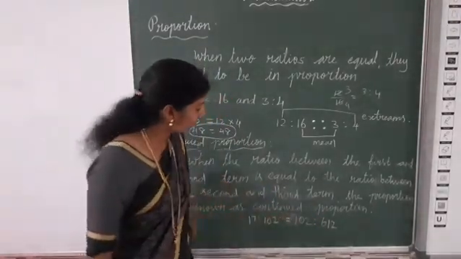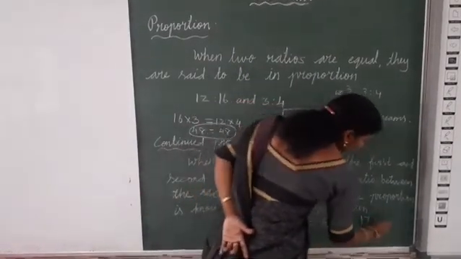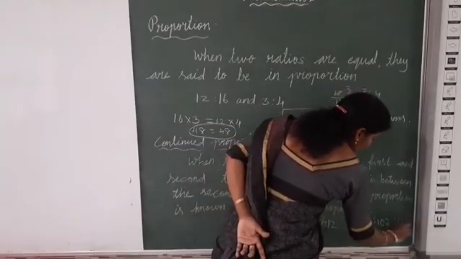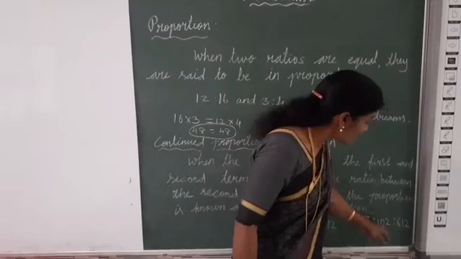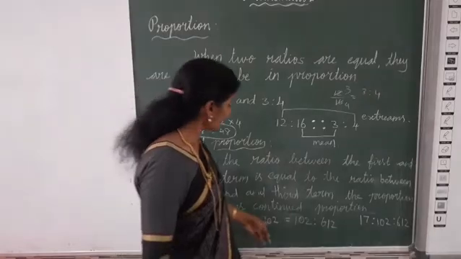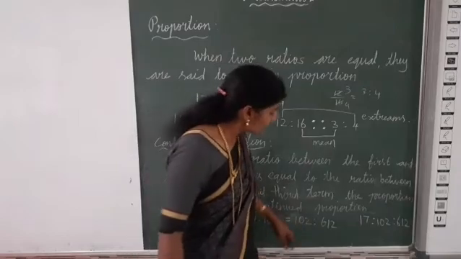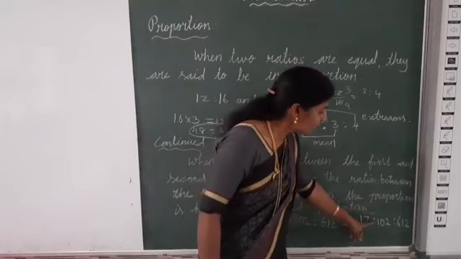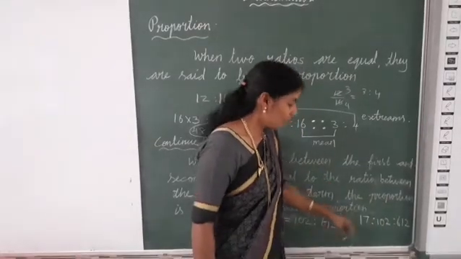Now we can write this in continued proportion form. 17 is to 102 is to, 102 is the second term, isn't it? The third term, 612. This is the continued proportion. First term and second term is equal to second term and third term. We can write like this because 102 is common. So we can write in continued proportion 17 is to 102 is to 612. This is called continued proportion.